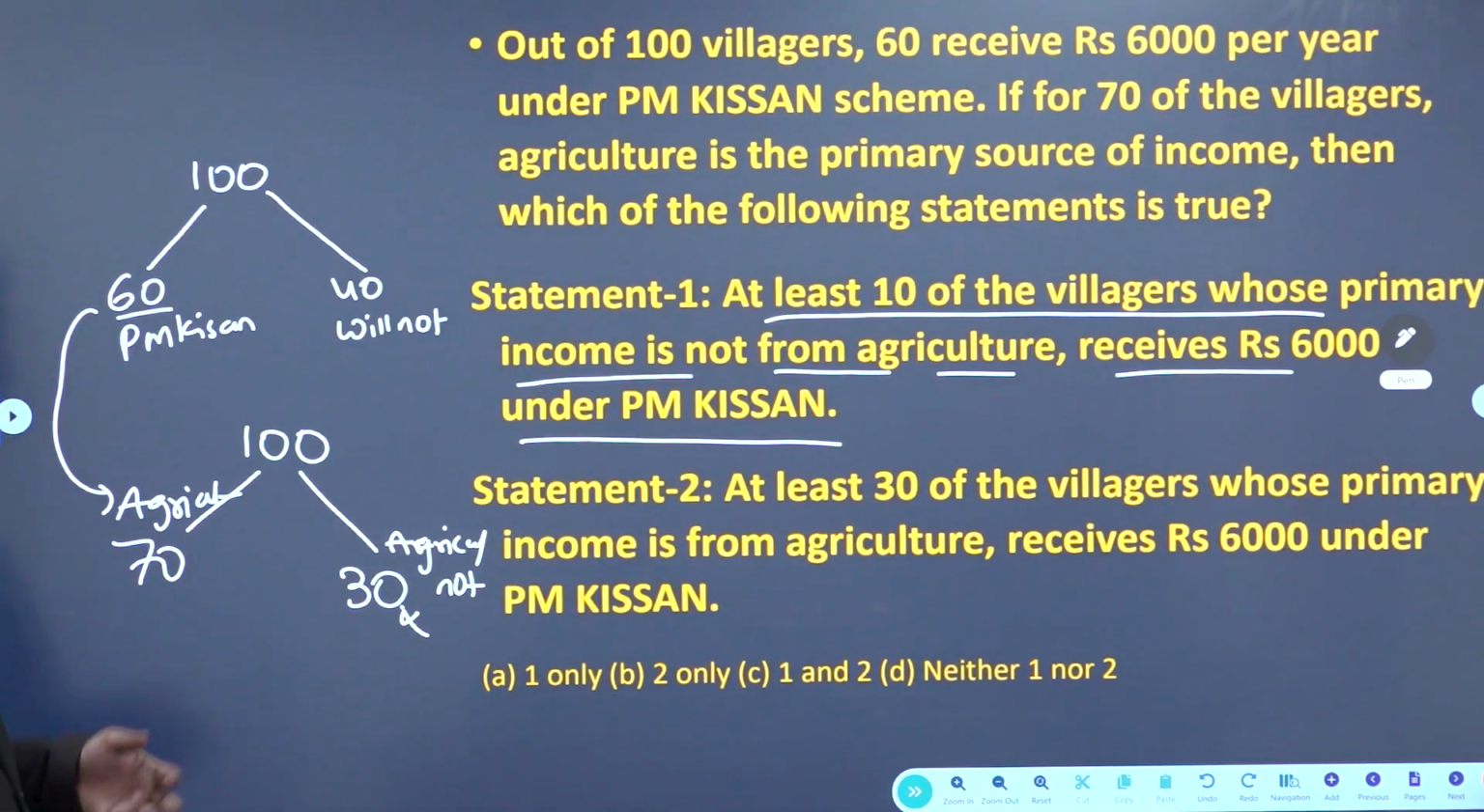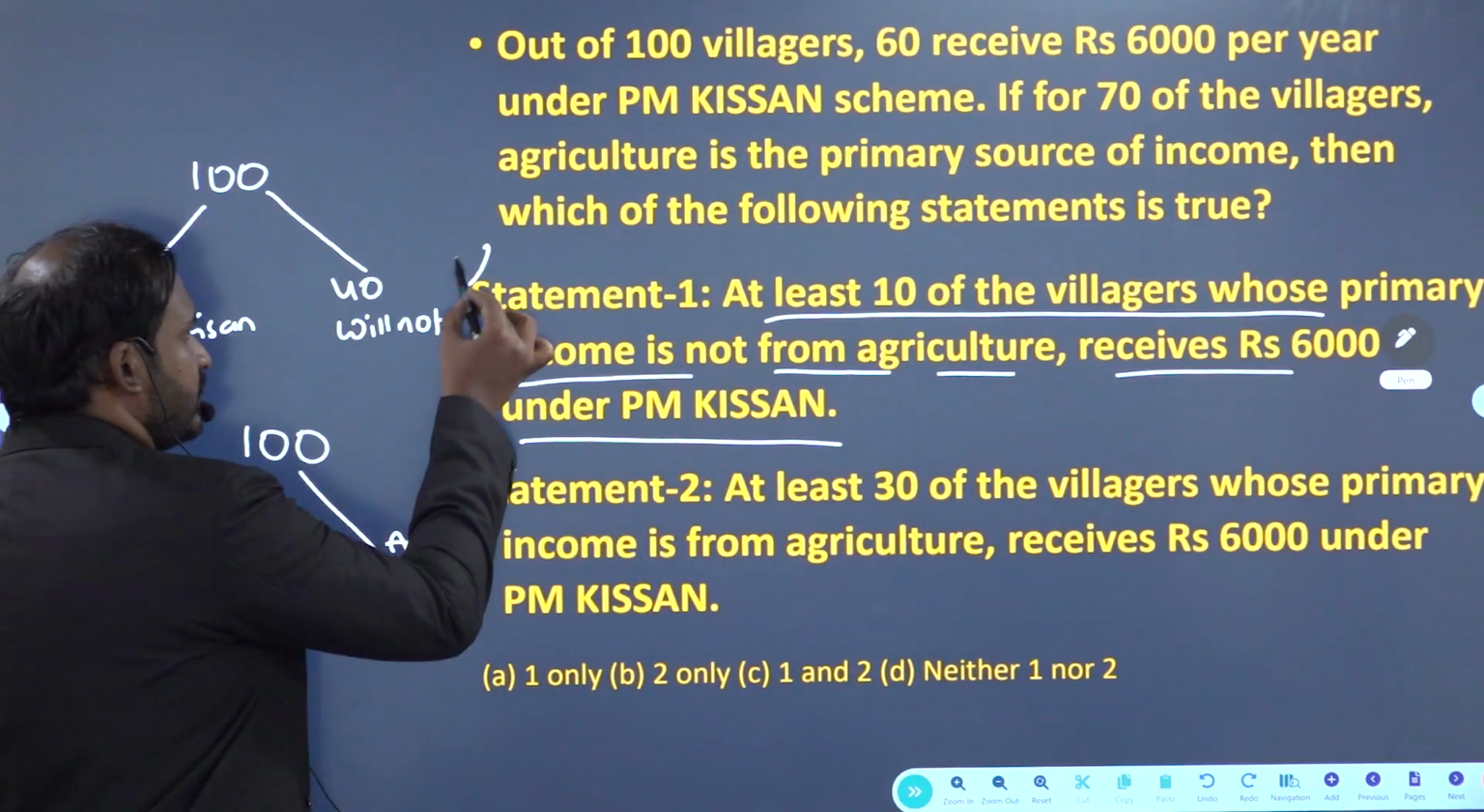Why? Because, for example, in the worst case I will take a case in such a manner that all the agricultural families are the ones getting PM Kisan. That means out of 70, 60 can be accommodated here, right? Yes, we can accommodate 60 people here. So the first one is not correct.